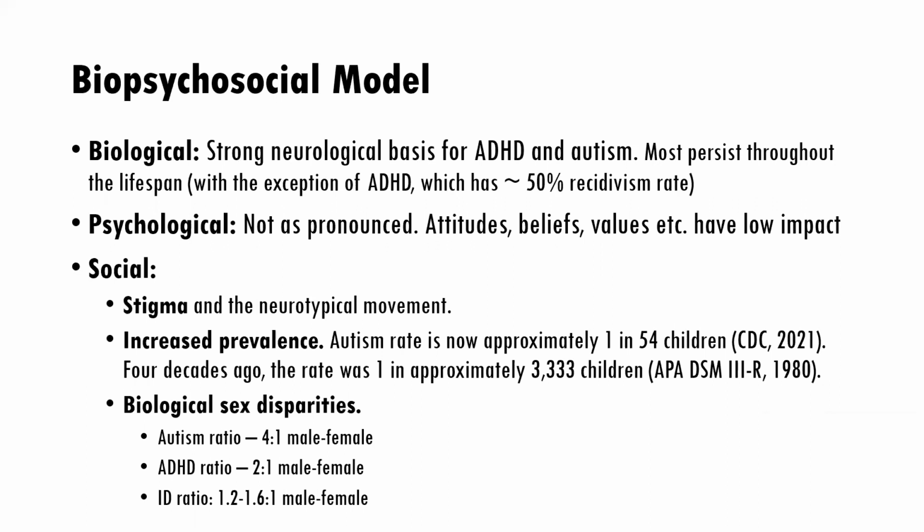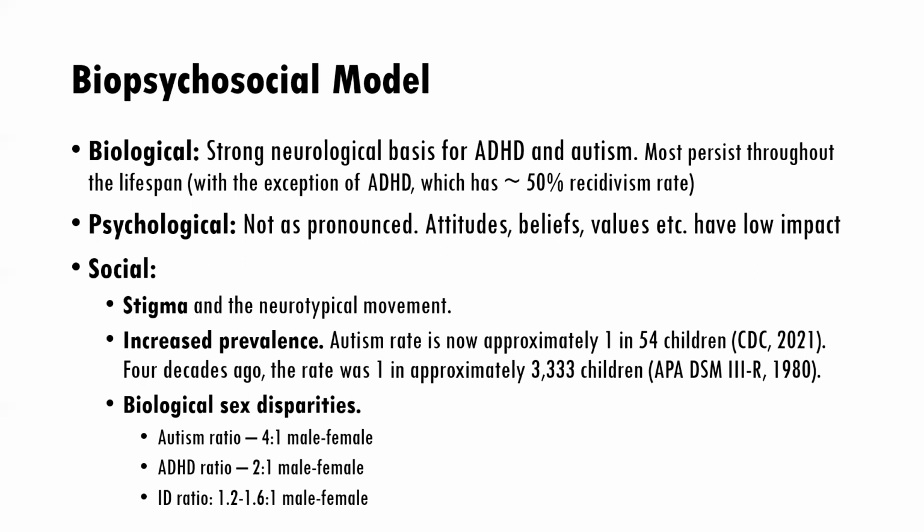The psychological aspect is not as pronounced. It is really a pretty low impact that attitudes, beliefs, and values have on whether or not a person develops ADHD and autism. The social aspect is interesting. It's not as pronounced, but it is important to look at. Stigma is important, and the neurotypical movement in response to this. There is a lot of stigma around a child having autism, and you will often find families really struggling with that diagnosis.